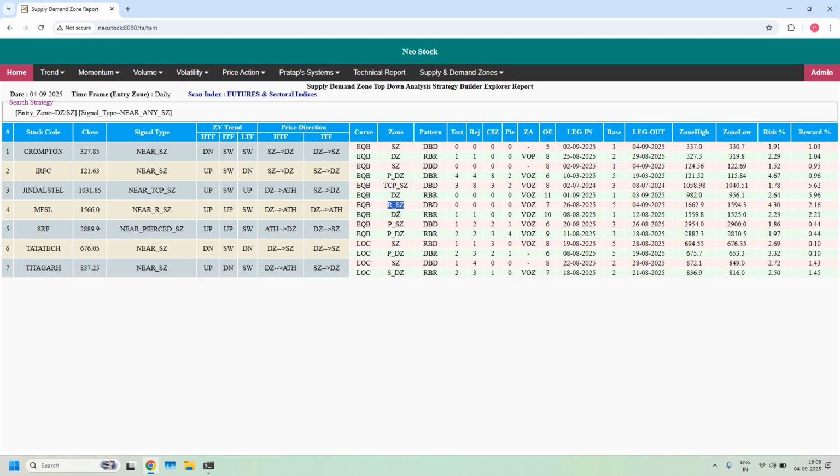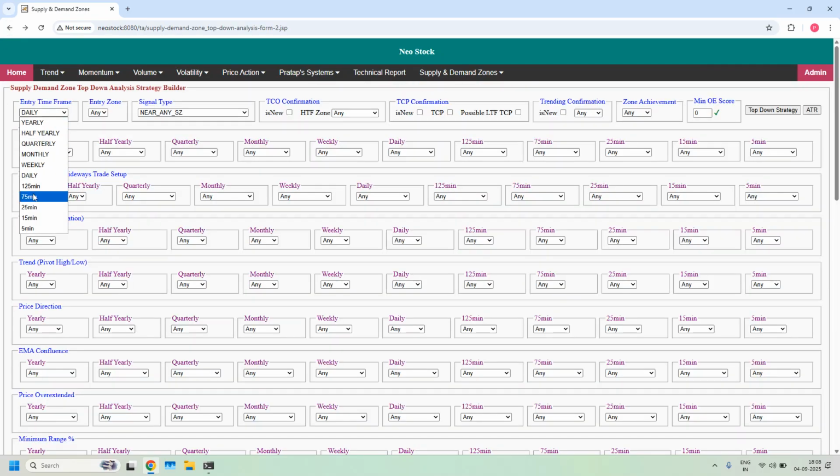Okay, MFSL is having a daily high liquidity supply zone. That's it. We are having only one valid daily high liquidity supply zone from this list for our HLQ zone strategy. Okay, next time frame is 75 minutes.